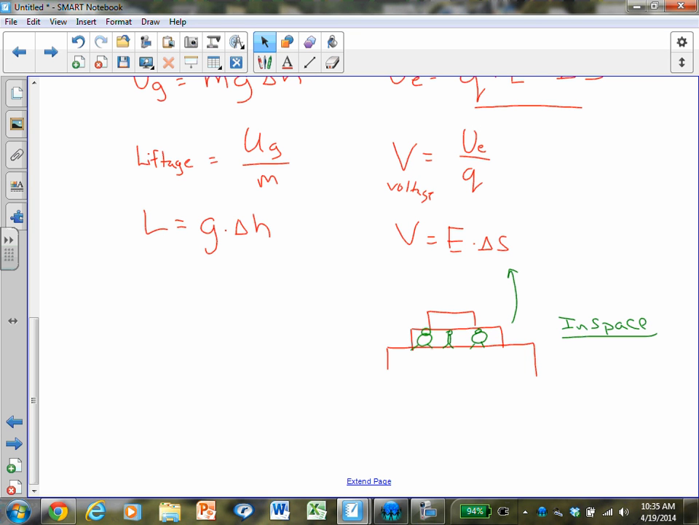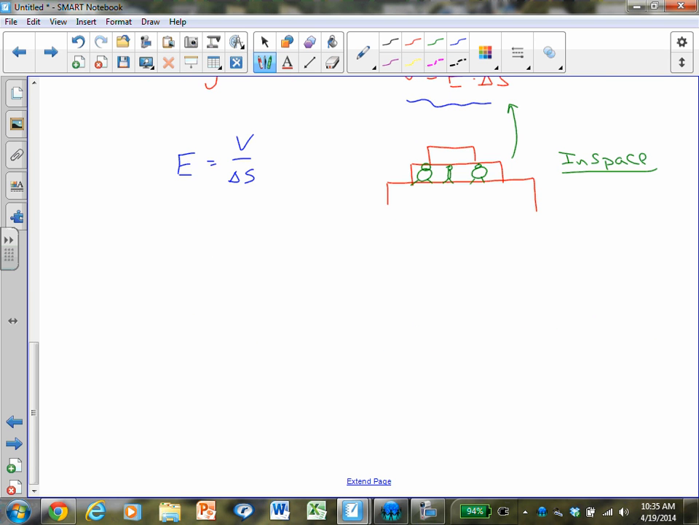So we could also rearrange this to get a new formula for electrical field again, which is voltage over delta S. Let's look at an example.